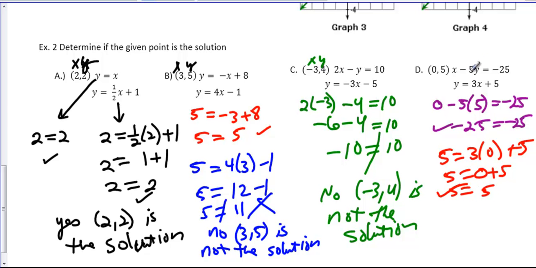So what that means is if I were to graph these two equations, those two lines would cross at 0, 5, because 0, 5 is the solution.